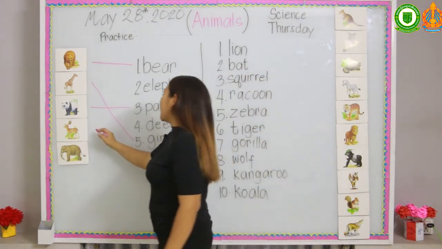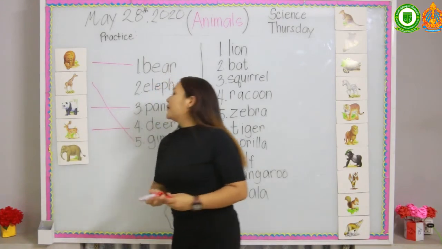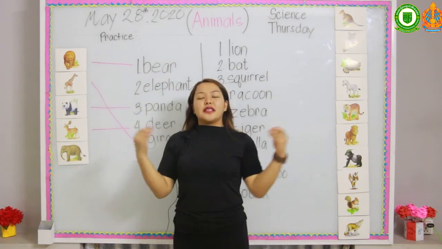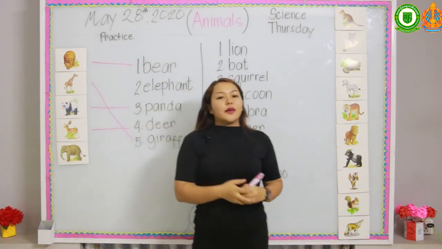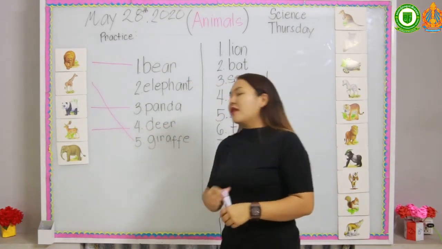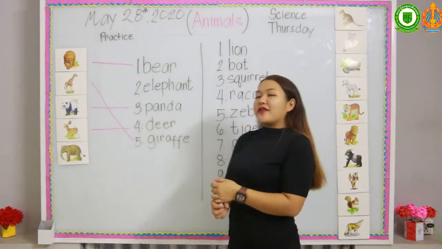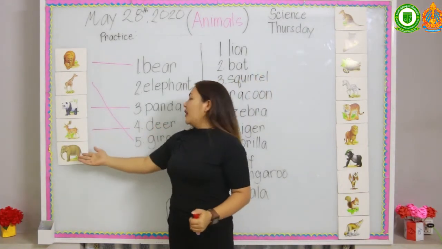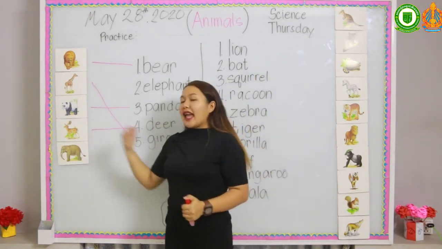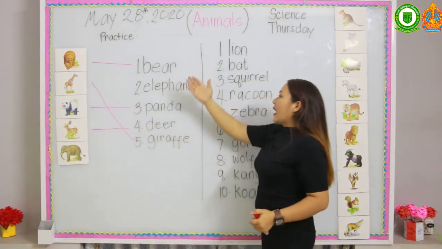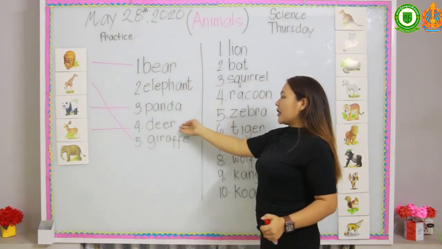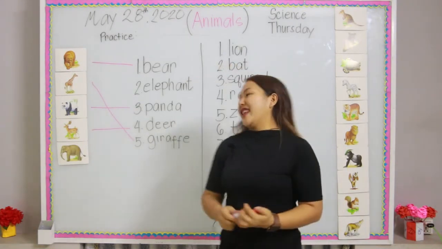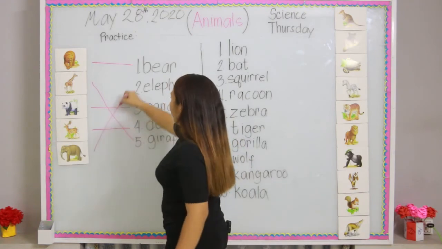Again, kids, listen carefully. Okay, so next, I know you know this. This is a big animal. It's an amazing animal as well because they are very sweet, yet sometimes they can be very dangerous as well, but they are very helpful animals. So we have your elephant, bear, panda, deer, giraffe. The answer is number 2. Okay, so let's draw a line there.